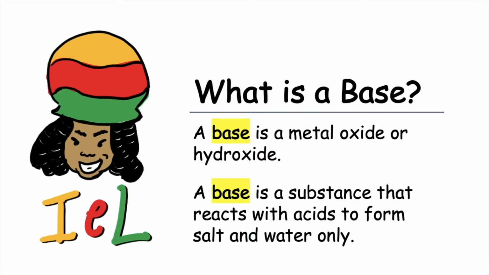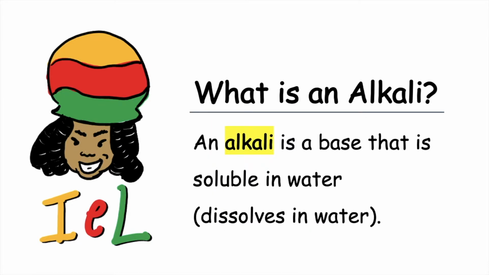So what is a base? Broadly speaking, bases are oxides and hydroxides of metals. However, another common definition for a base is any substance that reacts with acids to form a salt and water only. There are some bases that are soluble in water, that is, they dissolve in water. So if a base dissolves in water, it is called an alkali. Alkali being singular, and if we add the S to get alkalis, then that's the plural.